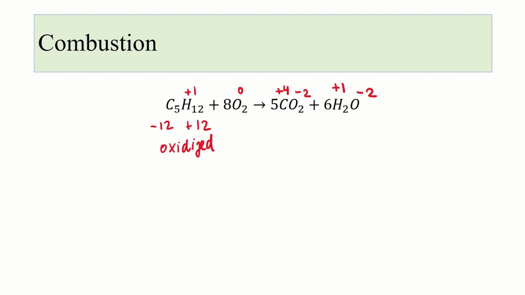Some of them will change from -2 to +4. Some of them will change oxidation states from -3 to +4. So carbons are actually oxidized, but we can say that the overall compound is oxidized. And oxygen, since it gains electrons, it becomes more negative, goes from 0 to -2, gains electrons, and is reduced.